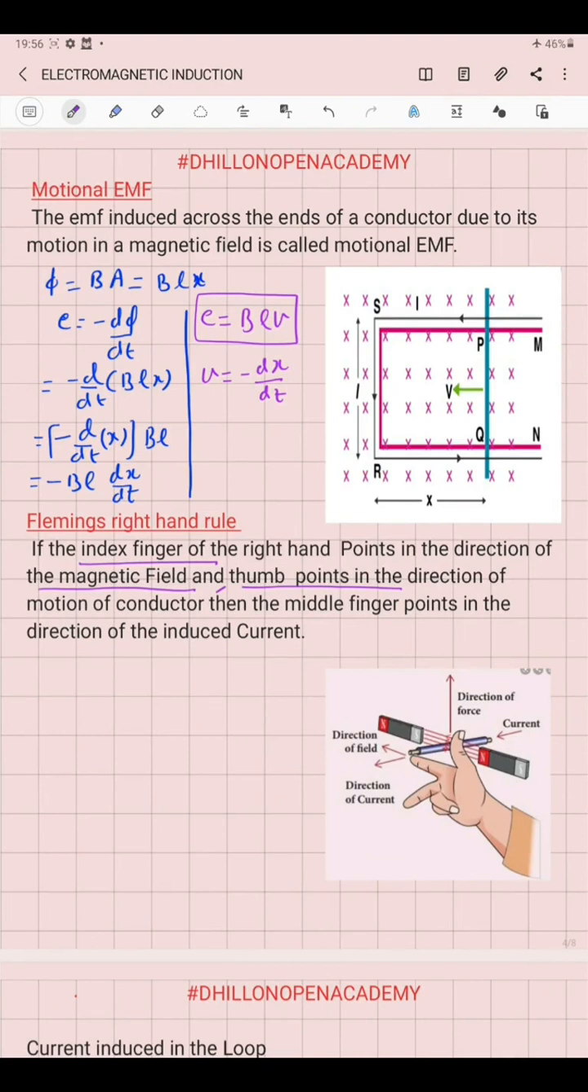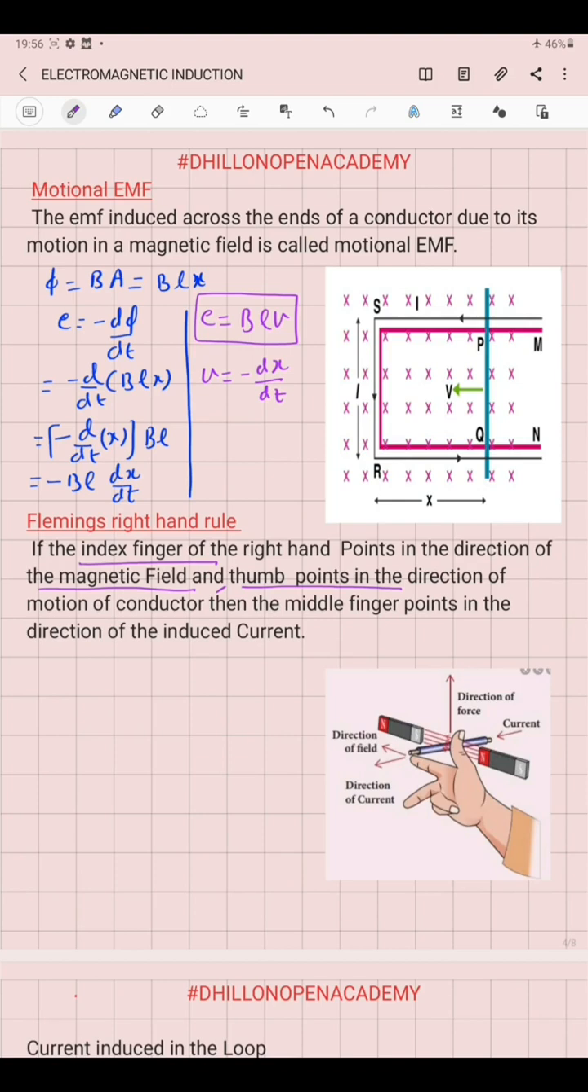The direction of the induced EMF in the conductor PQ can easily be known with the help of Fleming's right hand rule, which says that if the index finger of the right hand points in the direction of a magnetic field and thumb is pointing in the direction of the motion of the conductor, then the middle finger will give us the direction of the induced current.